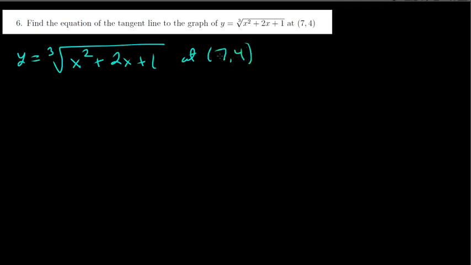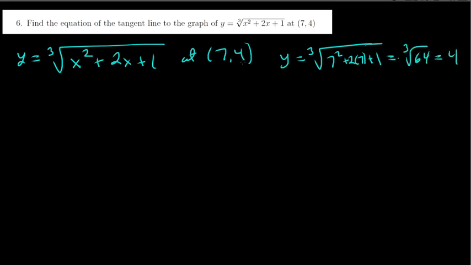Okay, and they didn't have to give us the 4 here, right? If you plug in 7, that's a 1, right? This is 49 plus 14, well, 50 plus 14 is 64, and the cube root of 64 is indeed 4. So they were being generous in giving us the 4. They could have just said at x equals 7, and then you would have to figure out the y is 4.